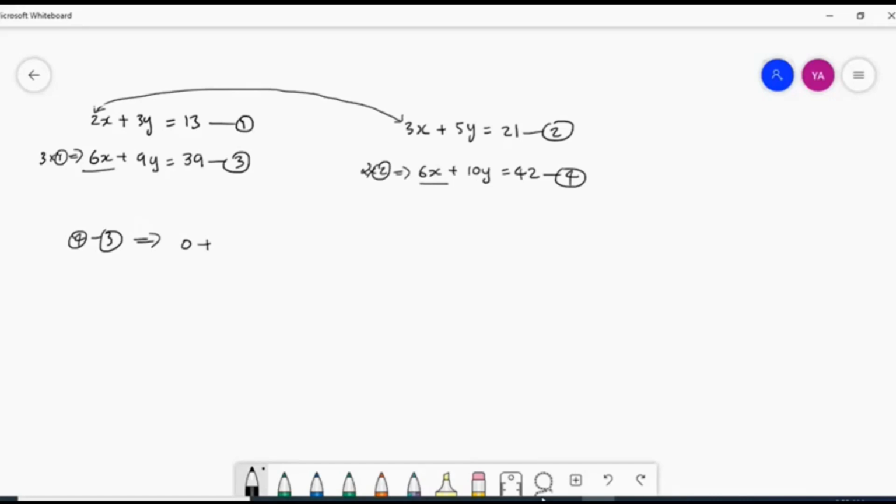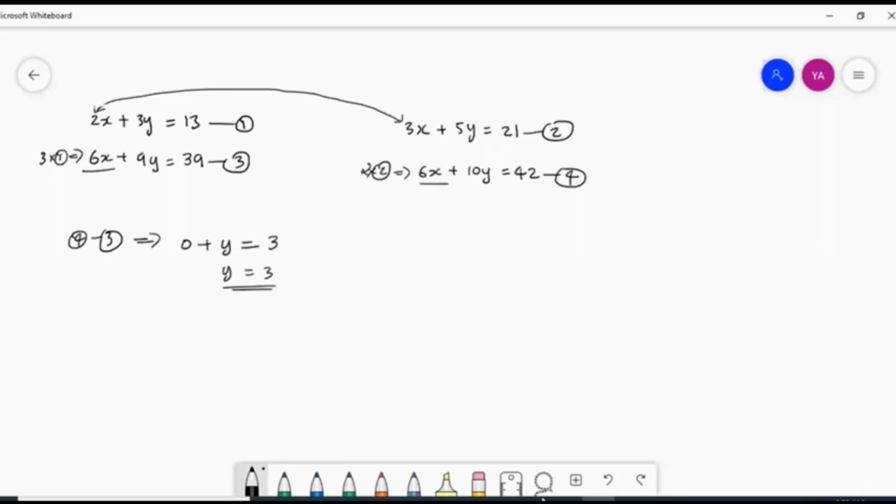Then y is equal to 3. Yes, 10y minus 9y is simply y. It's equal to 42 minus 39. 42 minus 39 is 3, simply 3. So we got y value. Y is equal to 3.